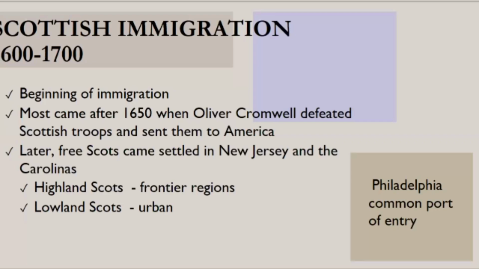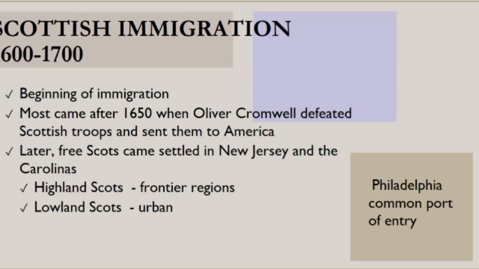But you'll also find out that later on in this time period, free Scots, not prisoners, but just people who wanted to immigrate, came in, and a lot of them settled in the areas of New Jersey and the Carolinas during this time period. You'll find a lot of times the Highland Scots would come and settle in the frontier areas. A lot of land, they could create a farm, grow a large family.